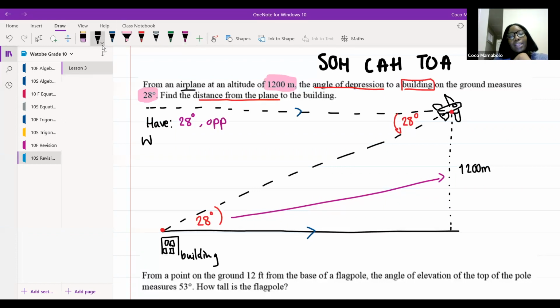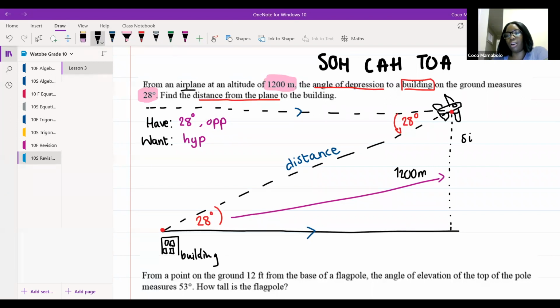What do we want, guys? Look at what the question is asking. The question is asking for the distance from the plane to the building. So they want this distance here. What can we consider this distance to be? Yes, it's the hypotenuse. So which ratio are we going to use here? Between SOH, CAH and TOA, which one are we going to use? Good, we're going to use SOH.